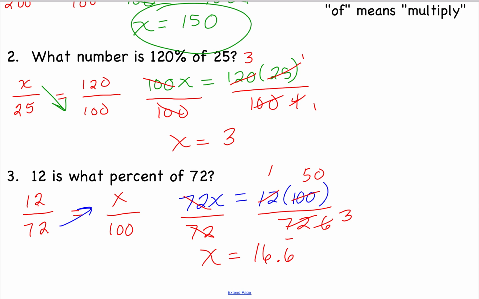So just put a little bar over the part that repeats. So 12 is what percent of 72? 16.6%. That would be the same as a fraction. It would be 16 2/3%. Is another way of writing that.